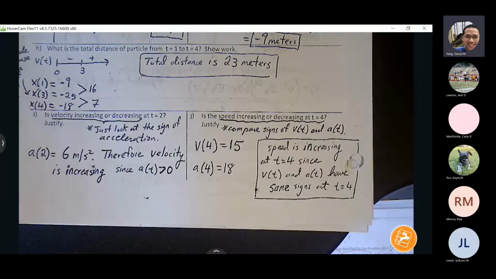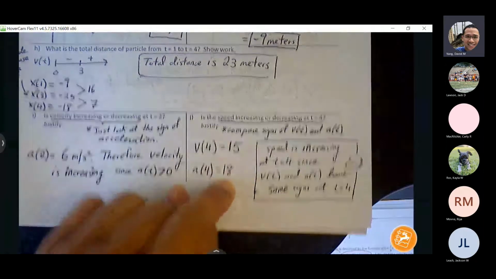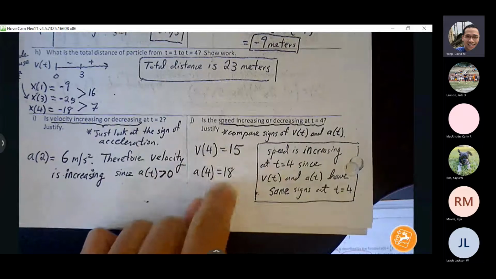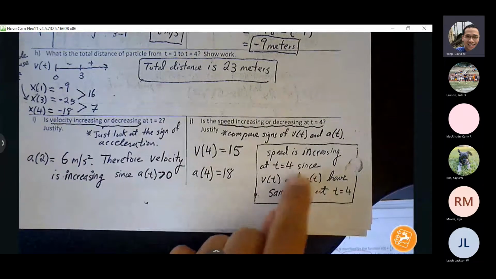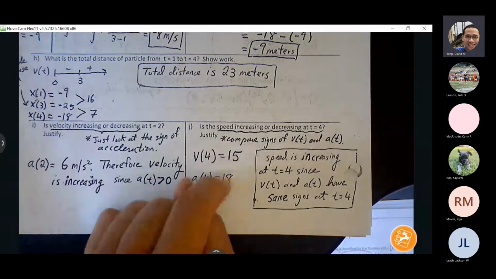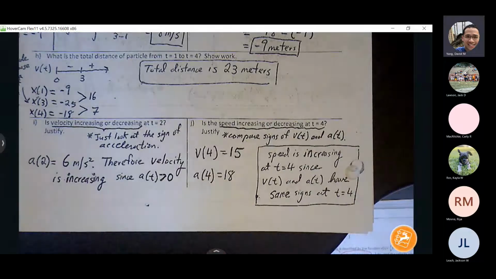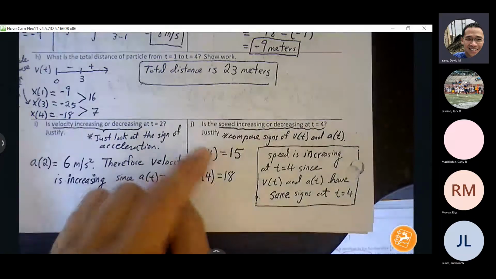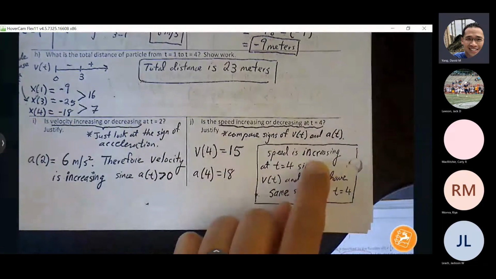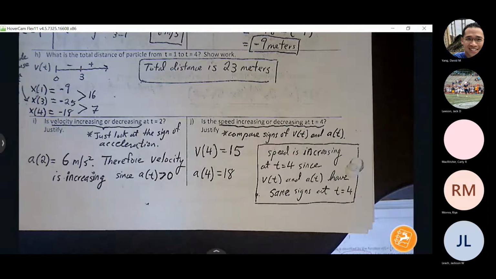If they were different, would you say them together, or would you just say positive, negative? If they're different, let's say velocity was -15 and acceleration was positive 18, then you can just say speed is decreasing because velocity and acceleration have opposite signs. So we don't really care about these numbers. We only care about what the signs are. That's right. If they're both negative, then speed is still increasing.